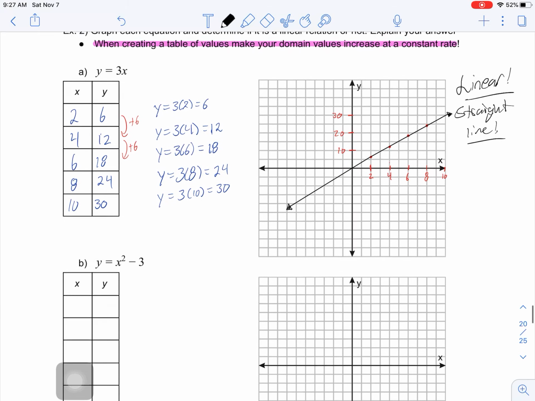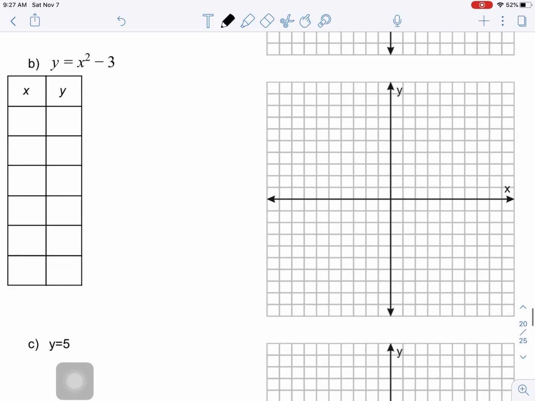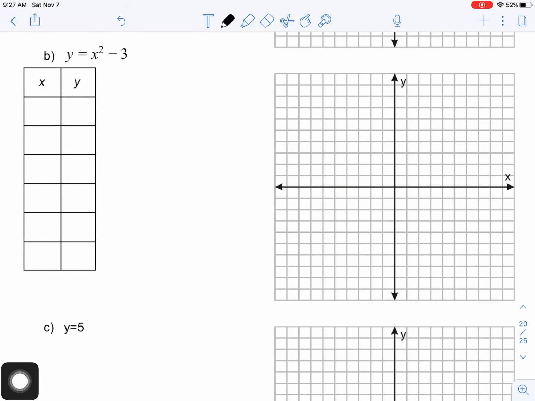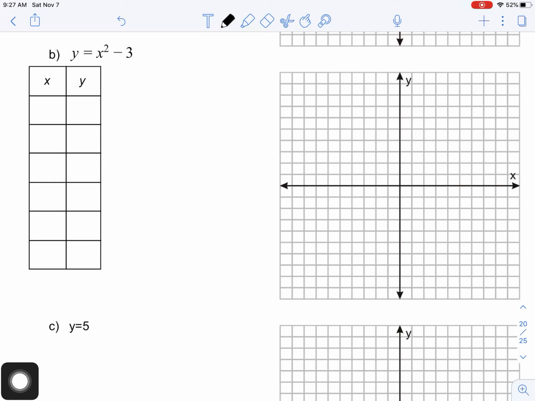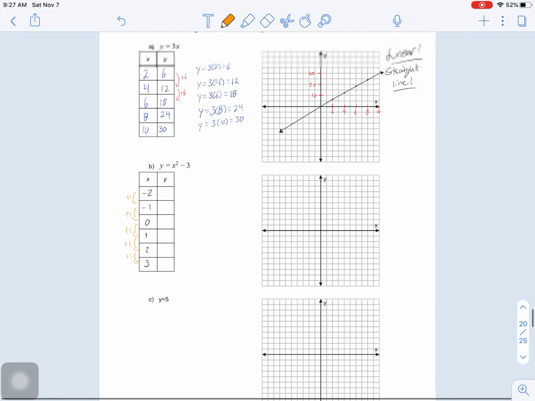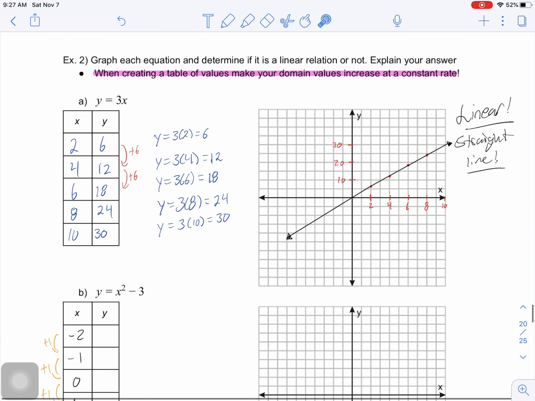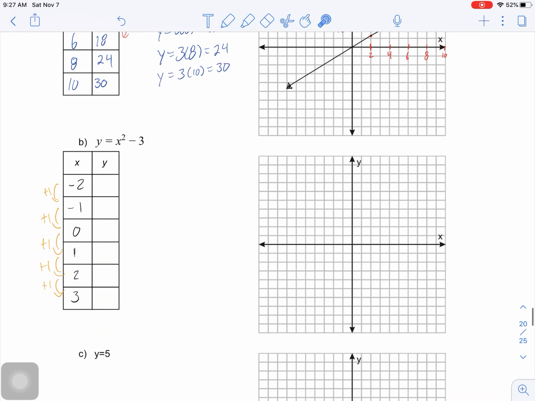Okay, let's go forward and look at B now. So B, again, let's plot our domains easy. Let's make our life a little easy. So I'm going to make this, let's go -2, -1, 0, 1, 2, 3. So go up by one. So this is +1, +1, +1, +1, and +1. Okay, so I followed my advice and made my domain values increase at a constant rate.